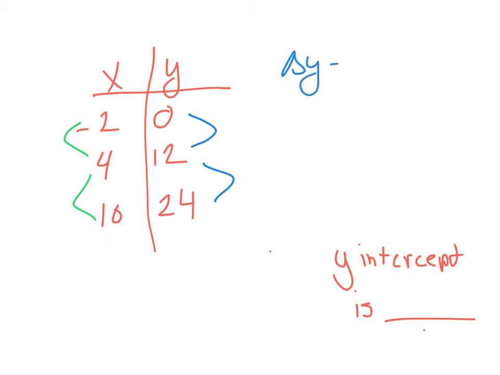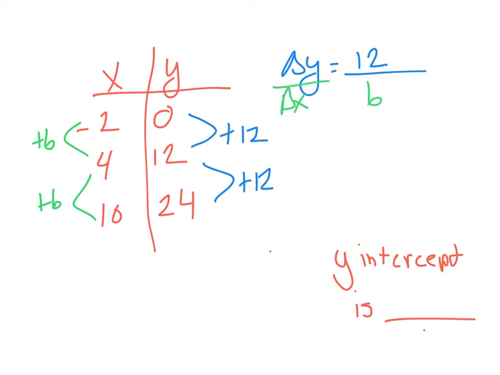Let's find delta y. So 0 to 12, that's an increase of 12. 12 to 24, also an increase of 12. I'm going to divide that by, when I look at my x's, negative 2 to positive 4, that's an increase of 6. 4 to 10, increase of 6. And my delta x is 6. So 12 divided by 6 gives me a slope of 2 again.